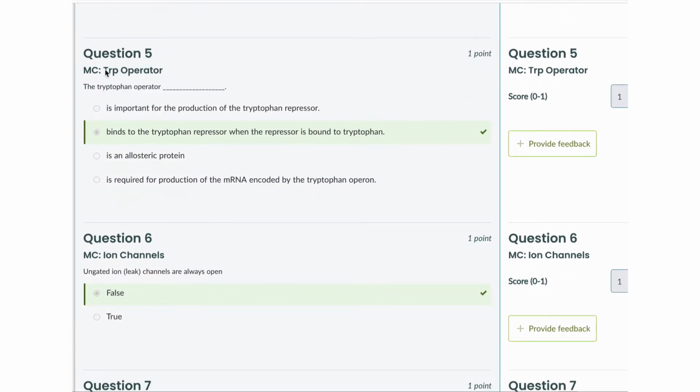Number 5, multiple choice about the TRP operator. The tryptophan operator binds to the tryptophan repressor when the repressor is bound to tryptophan. That is, it's an allosteric protein and binds the repressor when tryptophan is present. We don't want to turn on the genes for making tryptophan when you have tryptophan already present.